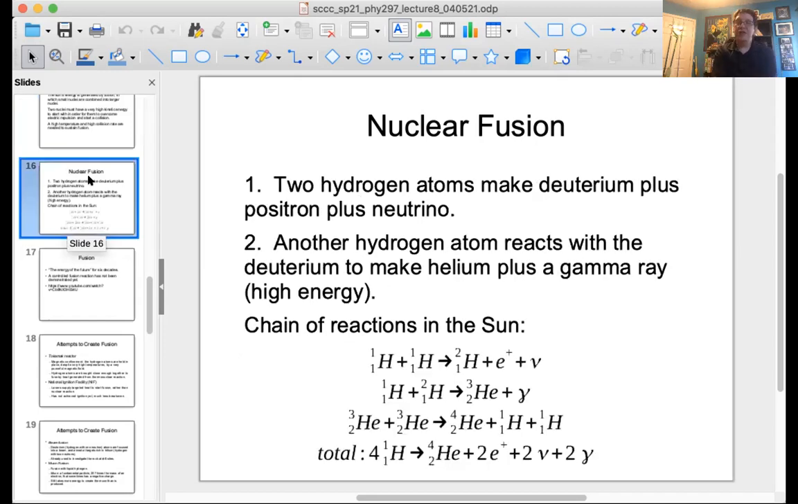So you have two hydrogen nuclei make a deuterium nucleus. So that's hydrogen with a neutron, plus a positron, plus a neutrino. So that's basically beta radiation.